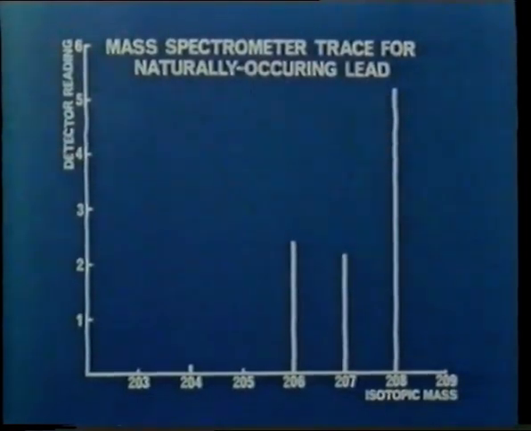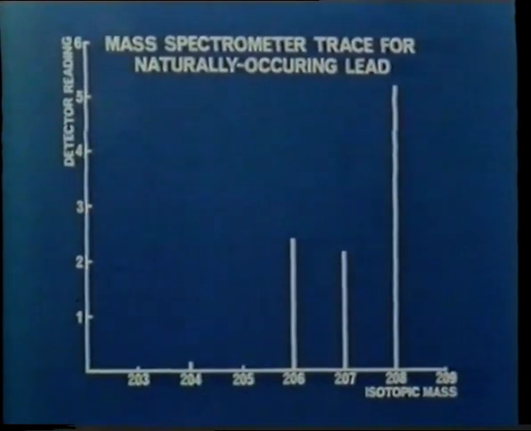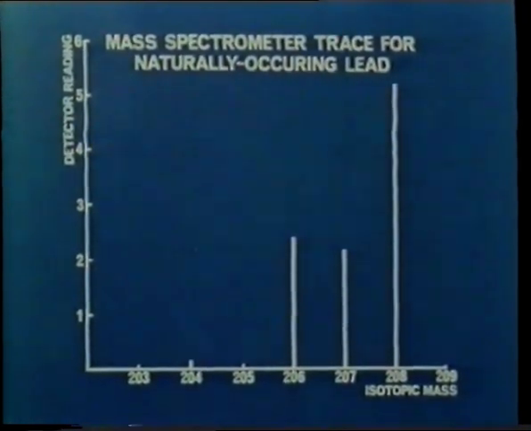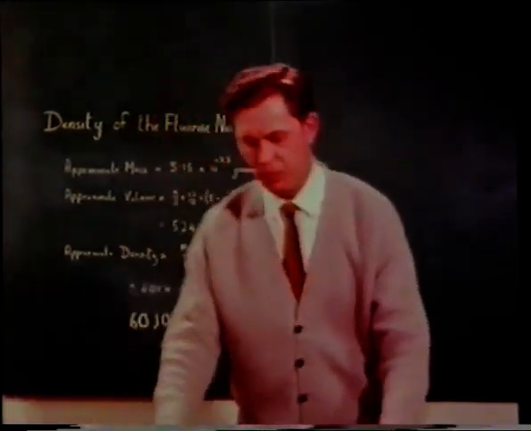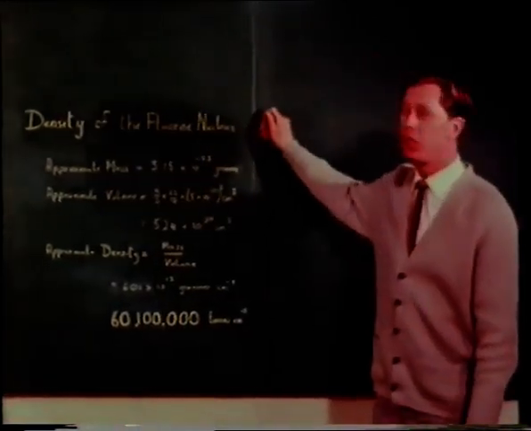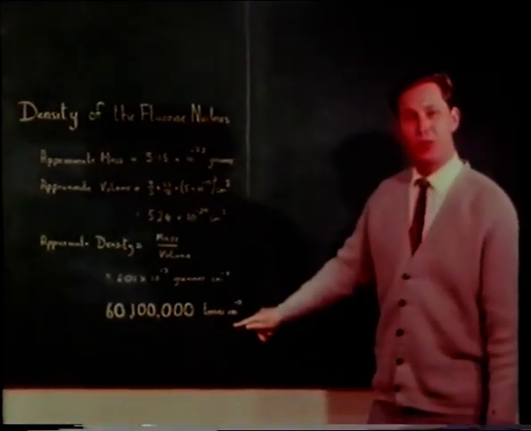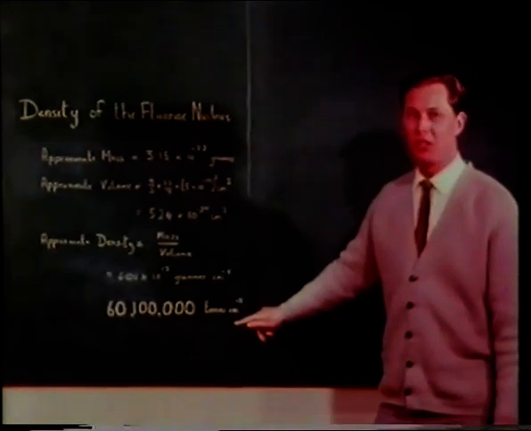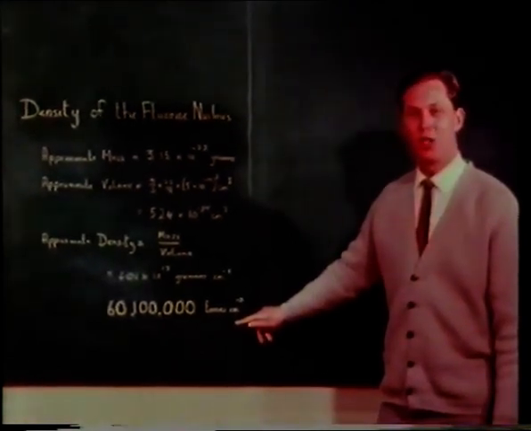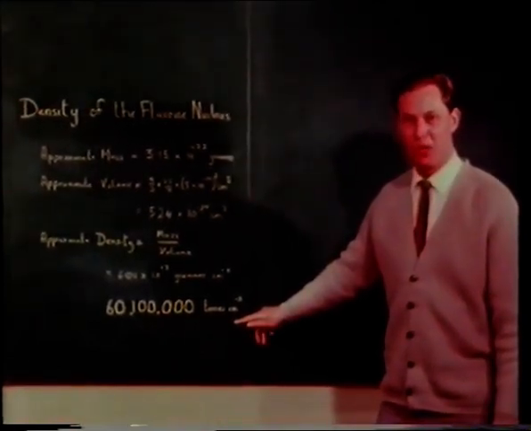Students must be shown how to interpret results from a modern mass spectrometer. They are also asked to calculate the density of the fluorine nucleus. An answer of over 60 million tons per cubic centimetre is surely good evidence that the forces holding the nucleus together are rather powerful.